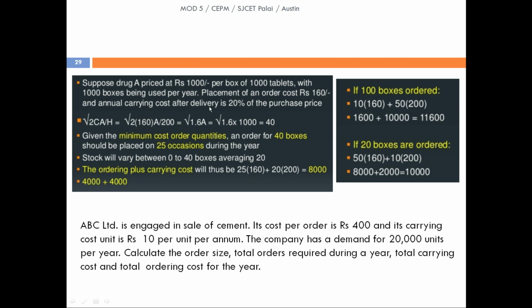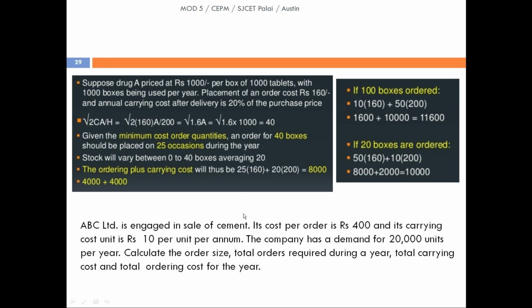Then we have to take into consideration that stock will vary between 0 to 40 boxes, averaging 20. We take Q divided by 2, which is equal to 20. The ordering cost is 160, and we know that 25 times we have to order. Therefore 25 multiplied by 160 plus 20 into 200. 200 is nothing but the carrying cost multiplied by this average value 20, which makes it 8000 rupees, which means 4000 is the carrying cost and 4000 is the ordering cost in total.